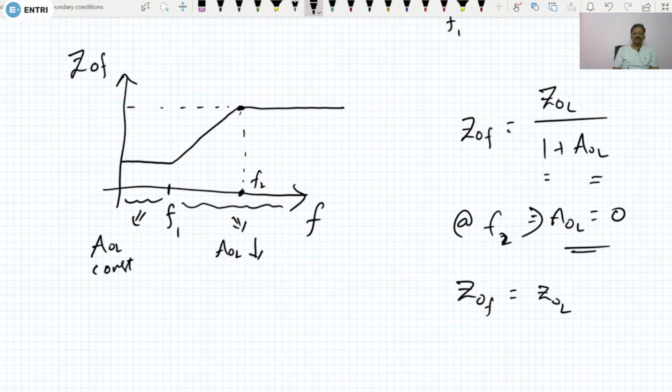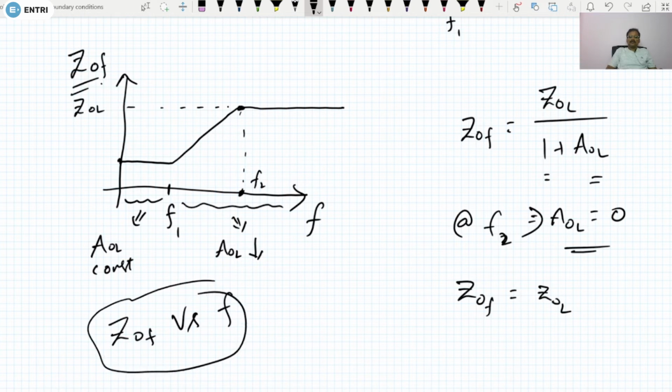So this is going to be ZOL, right? It is going to start at some value here, then it is going to increase, and then it will become constant after frequency F2. So this is the frequency response you are going to get with respect to output impedance, output impedance versus frequency. So this is the correct answer.